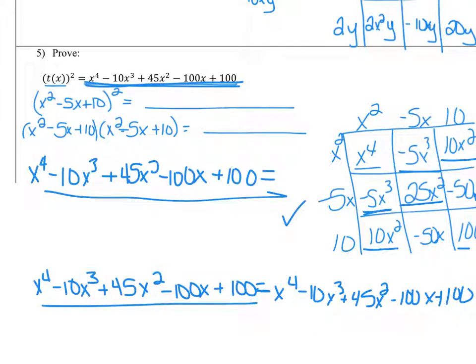Each one of these terms is exact. So x to the fourth, negative 10x to the third, 45x squared, negative 100. Look at that, exactly the same. Now we can say we're done. And that's it. You just have to write a check, and that's good. But one side has to equal the other side, and you have to physically write it. All right, so have a great day.